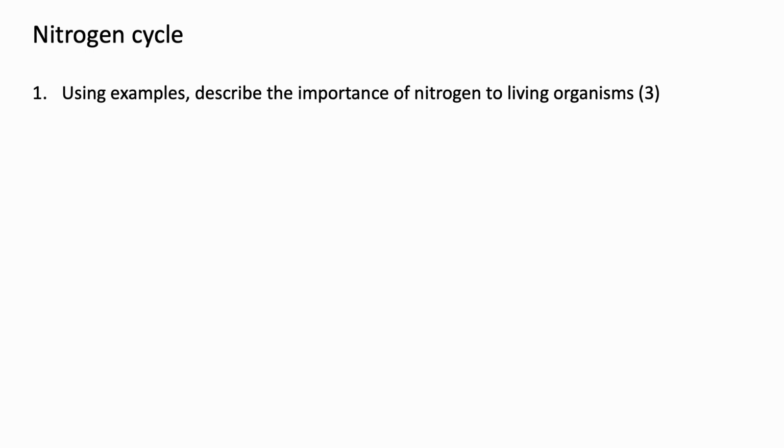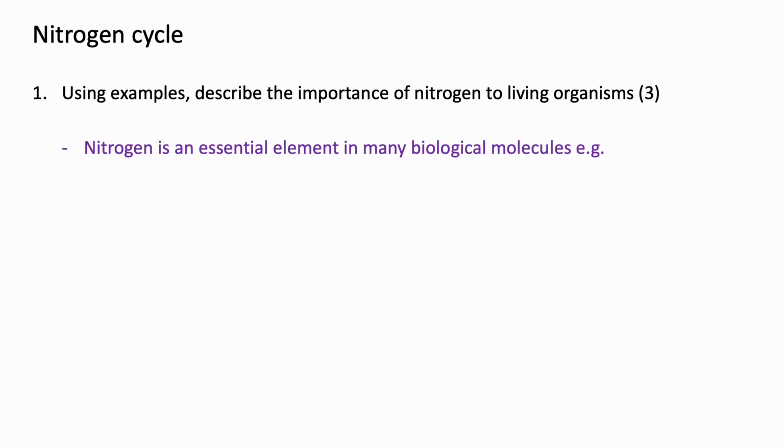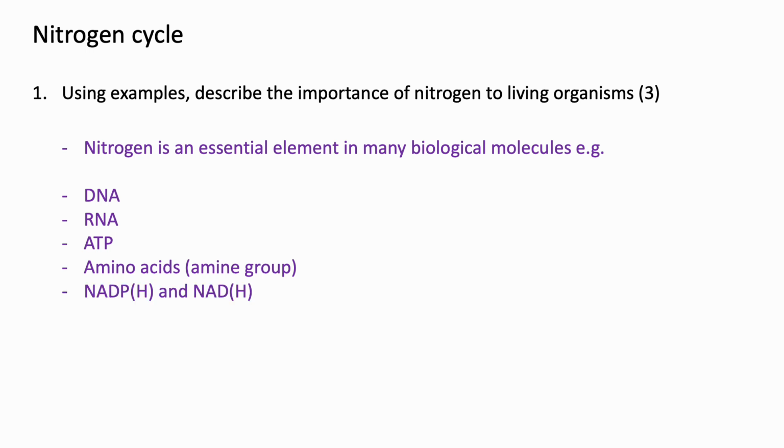So the first question is asking you to state why nitrogen is important to living organisms and give examples of molecules that contain nitrogen. So nitrogen is important because many biological molecules contain nitrogen, and examples include DNA, RNA, ATP. So for those, it's the nitrogen-containing organic base that contains the nitrogen. Also amino acids, so the amine group in amino acids, and NADP and NAD also actually contain nitrogen.